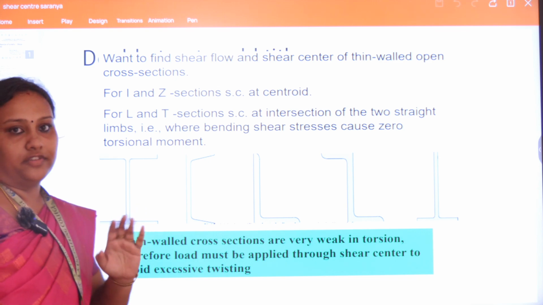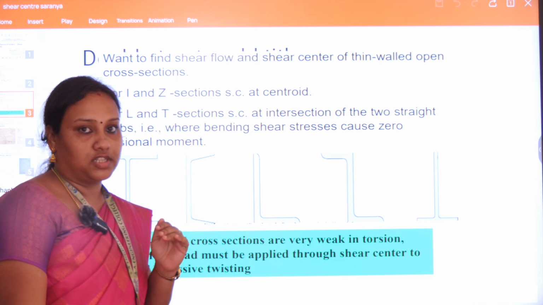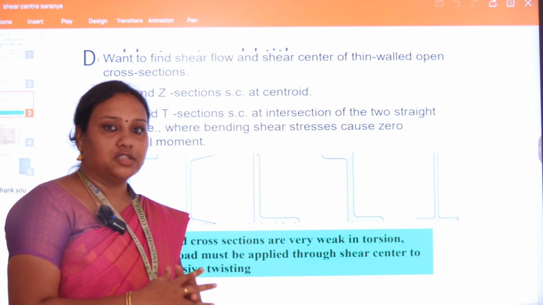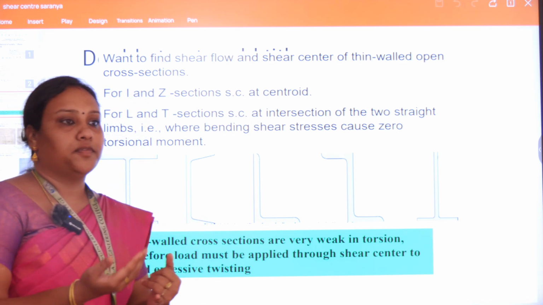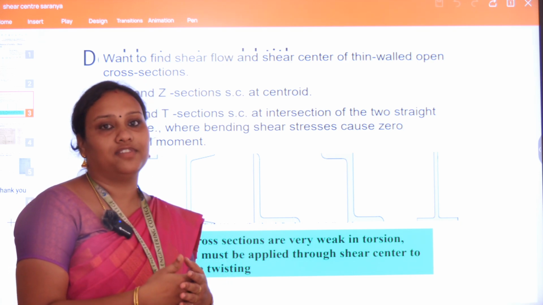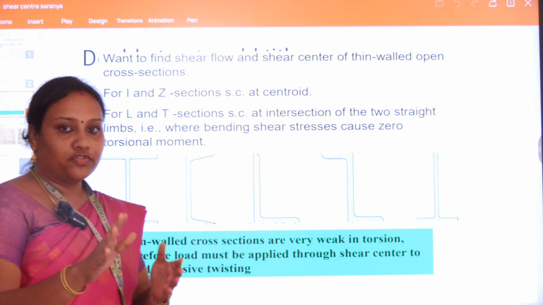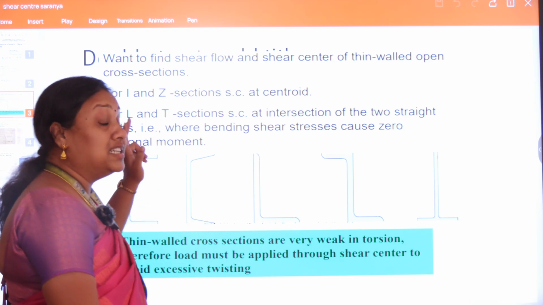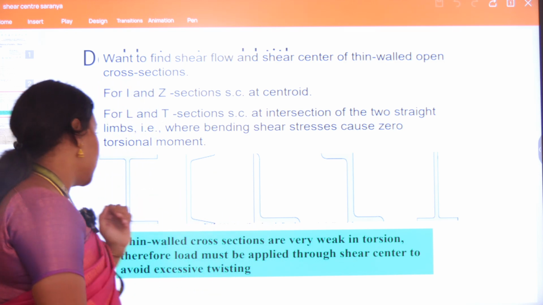This is all about different cross sections and where the shear center lies in different cross sections. Coming to the GATE point of view, most of the questions have been asked only based on this channel section and I section. As the formula for rectangular section, circular section and all is very easy because it will coincide with the centroid and you have to just find the centroid of those sections. So most of the frequently asked questions in GATE are based on channel section and unsymmetrical I section. So we'll discuss those two problems in today's class.